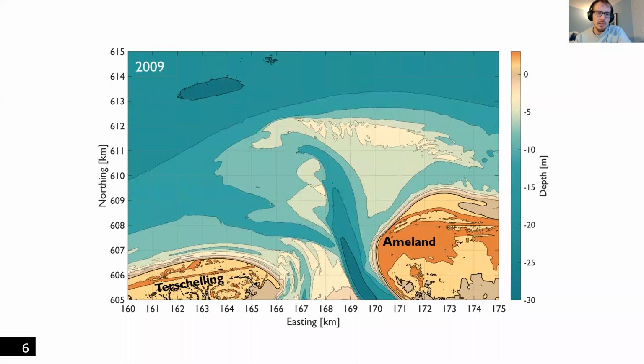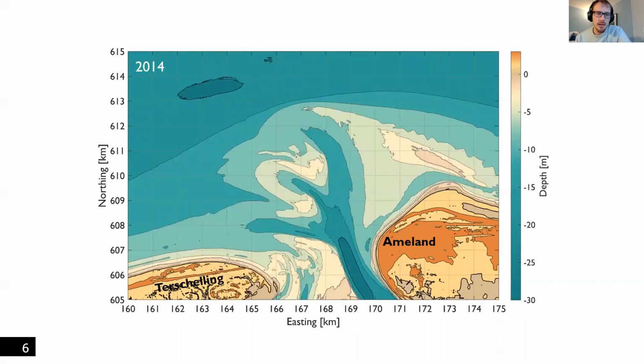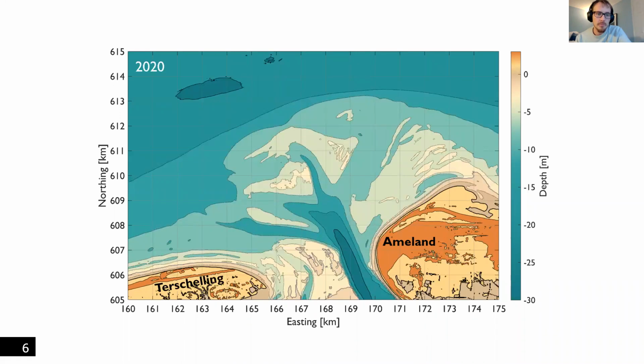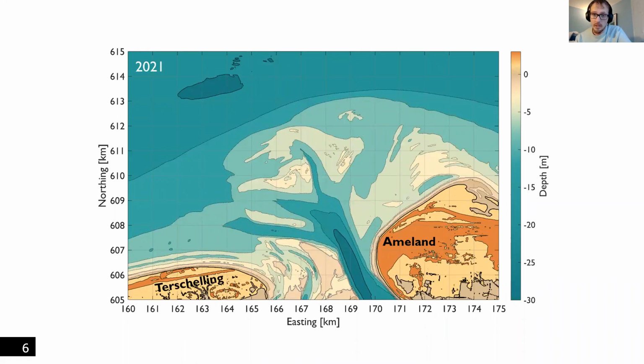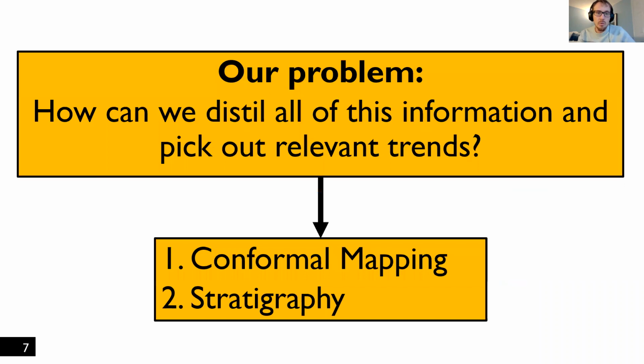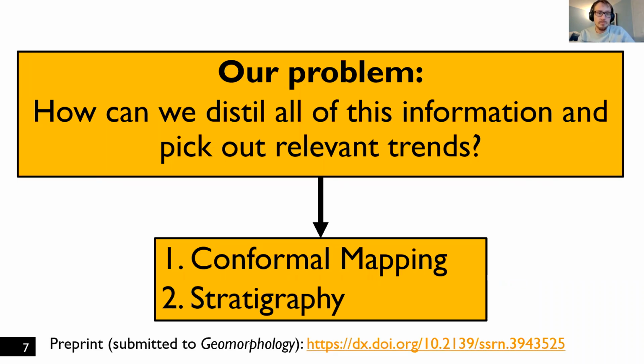And if you keep an eye out, you can see this clockwise rotation and outbuilding motion that I described in the previous example. And here we are today. So our main problem is, how do we actually distill all this information and pick out what the relevant trends are? Well, today I'm going to show you two techniques that we've developed here. One is conformal mapping, and the other is to develop a stratigraphic model. This is based on a preprint that we've submitted recently to Geomorphology. So if you're interested, you can check it out at the link below.